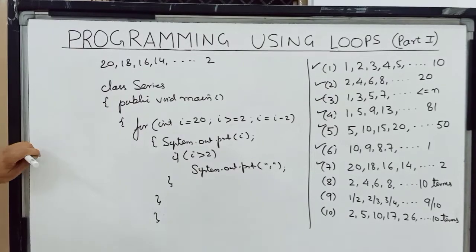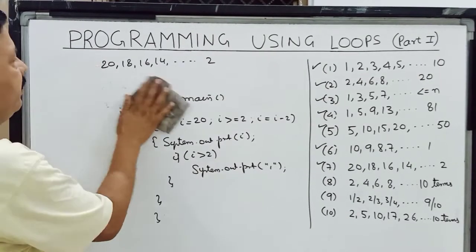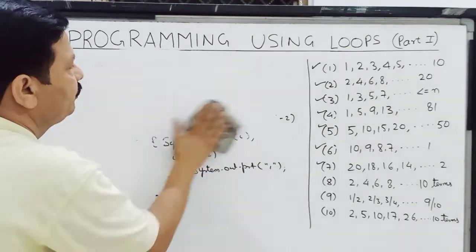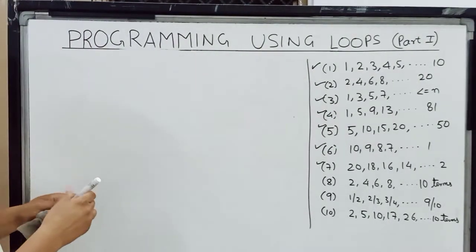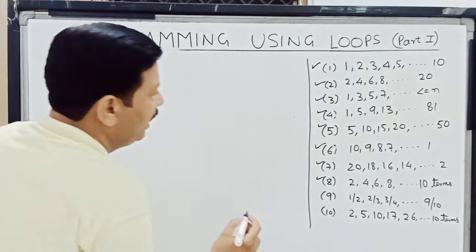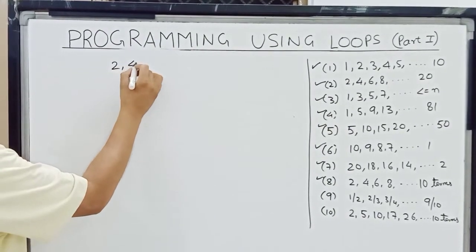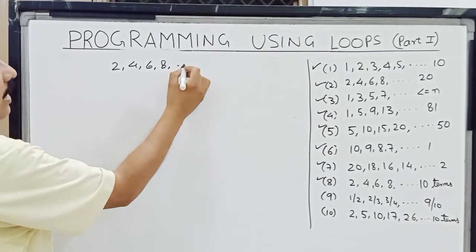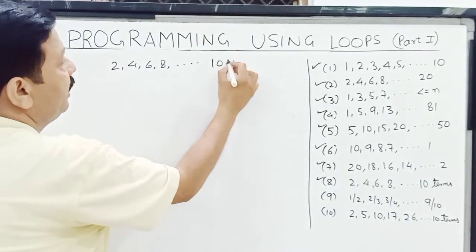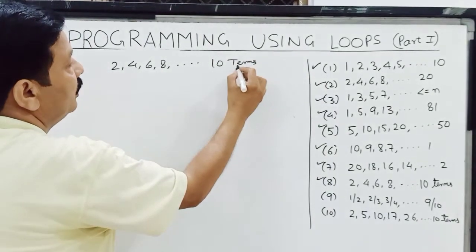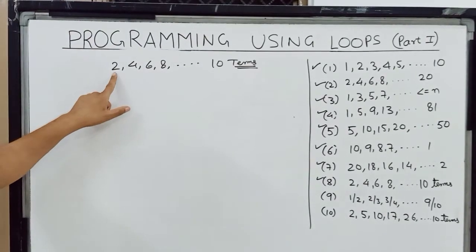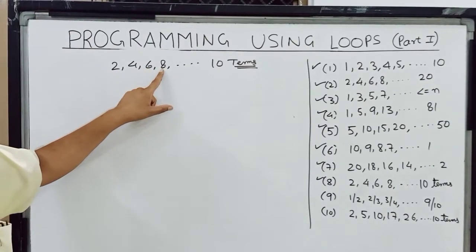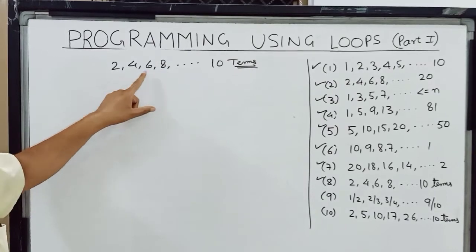Now we move on to another series, that is series number 8, which I have written here. Now children, this series normally comes and we make mistake in this. 2, 4, 6, 8. And here it is written 10 terms. Now this is very important. Terms means that this is first term, second term, third, fourth. And in this way you have to write 10 terms.